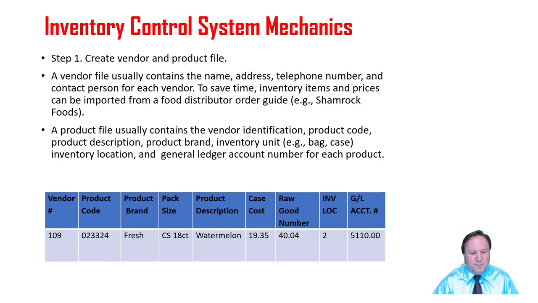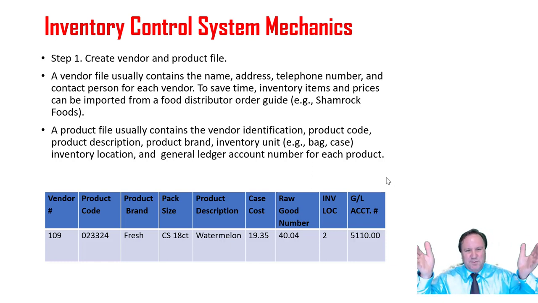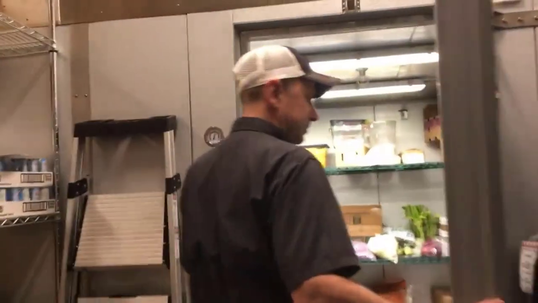And then there's product brand, you can enter the pack size, case cost, raw good number, inventory location, and also the general ledger account number. This is for accounting purposes. This inventory location is the location of this item in my refrigerator. If this is a chicken wing, most likely I'm going to keep it in the walk-in. Walk-in is the place in a restaurant where you can store items, like a refrigerator that you can walk into. That's why it's called walk-in.